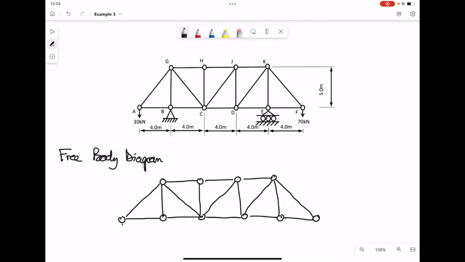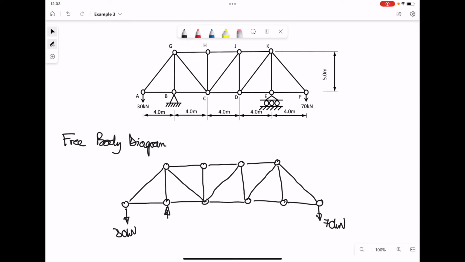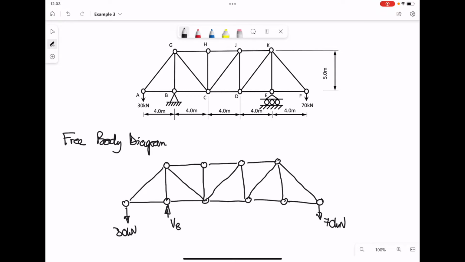Going to apply the loads, the 30 kilonewtons and the 70 kilonewtons. The fixed support at B gets replaced by two reaction forces, HB and VB. The roller support at point E gets replaced by one reaction force. We'll label that VE.